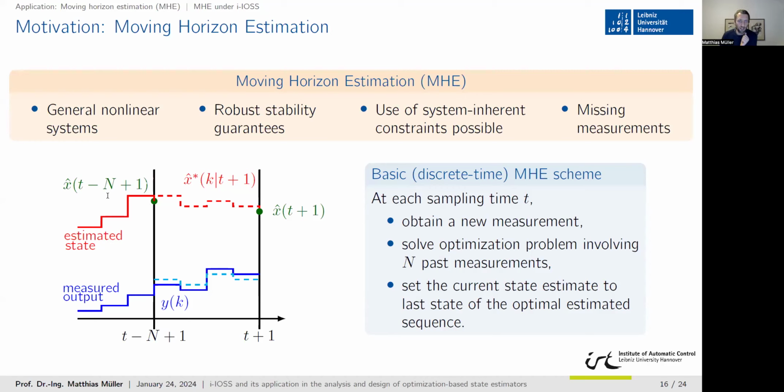Many of you, I guess, are familiar with model predictive control. Basically, that's just a dual problem. I don't predict in the future and solve my optimal control using an optimization problem, but I just look in the back, in the past, also a finite horizon, and compute my optimal estimated state sequence over that horizon.